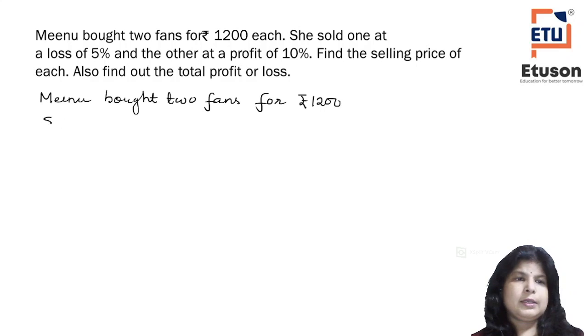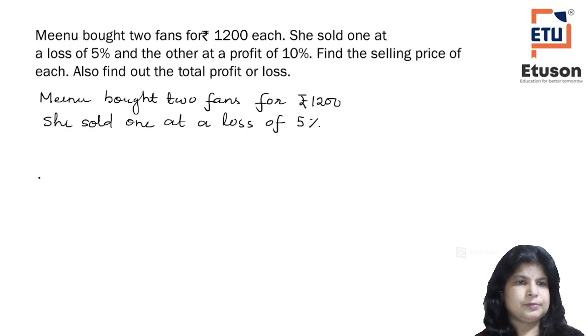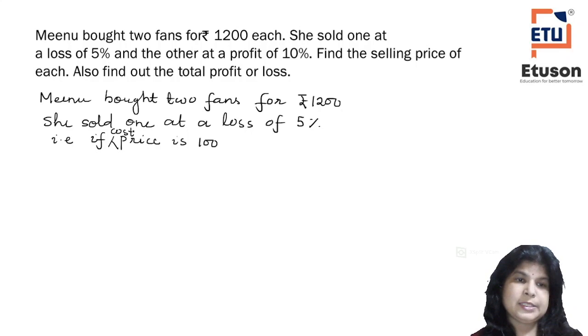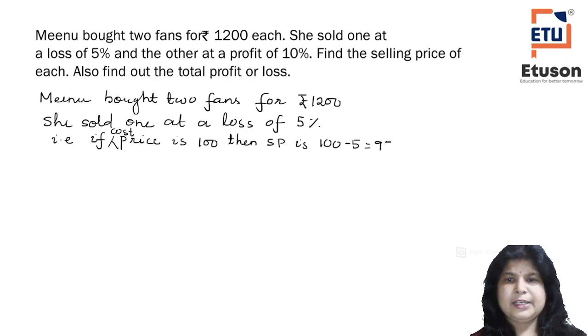Right. She sold one at a loss of 5%. That is, if price, it means the cost price, is 100, then the selling price SP is 100 minus 5, that is 95.